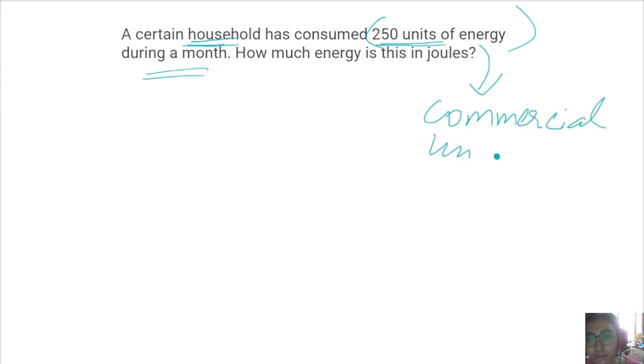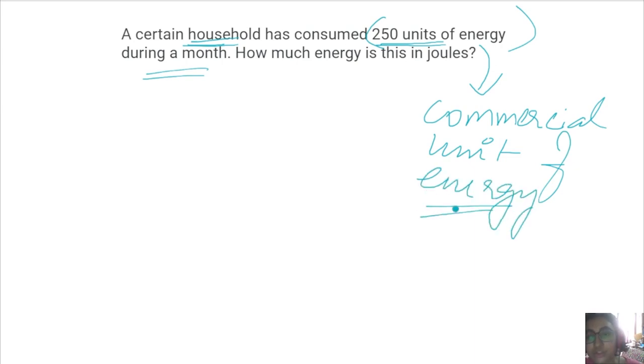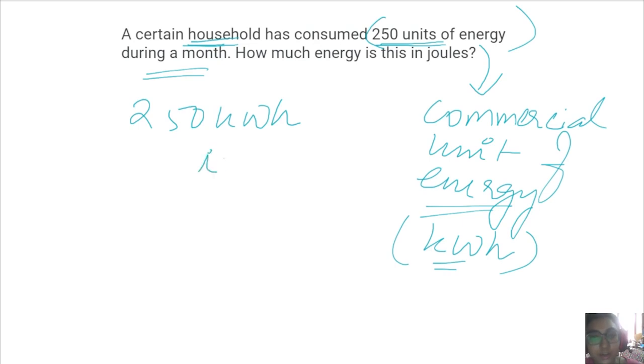So this basically again brings us to kilowatt hour. So basically what they are trying to say is they have consumed 250 kilowatt hour in 30 days, right? So how much energy is that in joules? Now we have to calculate this whole thing in joules. Now how do we do that? Very simple.